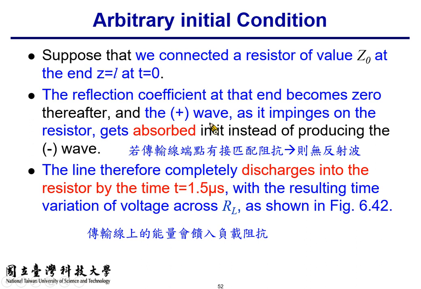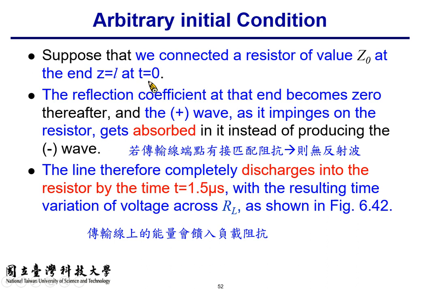So still talking about initial conditions, I'm trying to summarize our previous discussion of this problem. Suppose that we connect a resistor of value Z sub 0 at the end, z equal to L, at t equal to 0. What happens? Originally, we have an open circuit transmission line, so the signal is bouncing back and forth between the two ends because the line itself is lossless. The open-end terminations are lossless as well.